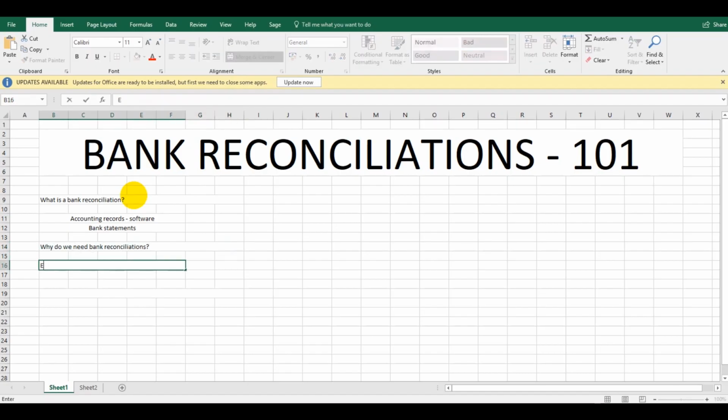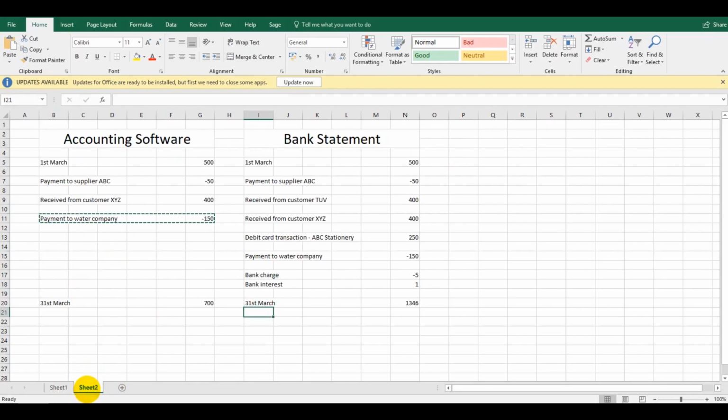Now, the best way to explain why is to give you an example. I think having something visual on the screen will help you understand why bank reconciliations are needed, more so than if I just try to explain on this video using my voice. So we go to sheet 2 down here. I've got two columns here. I have accounting software and I have bank statement, and I'm bringing them together.